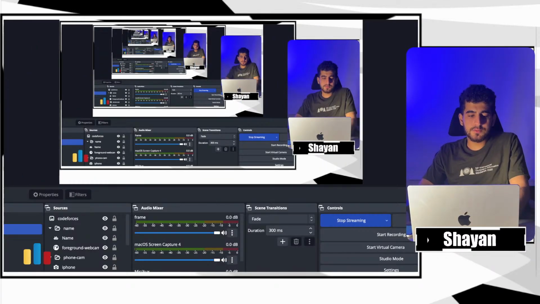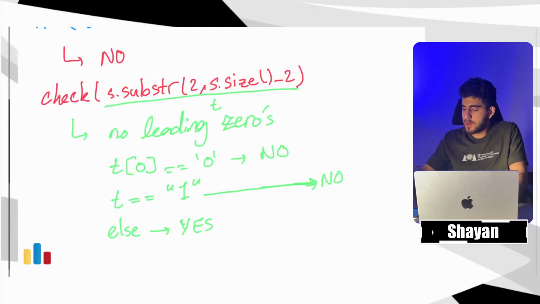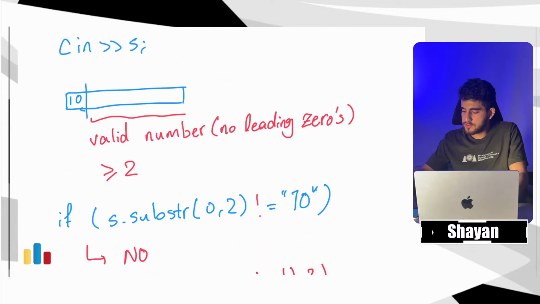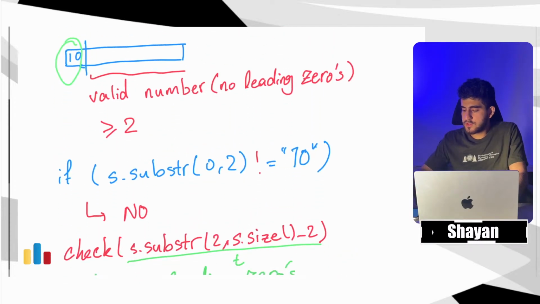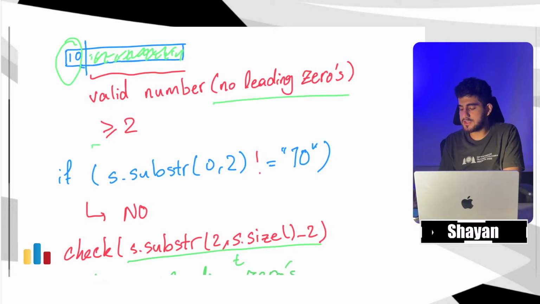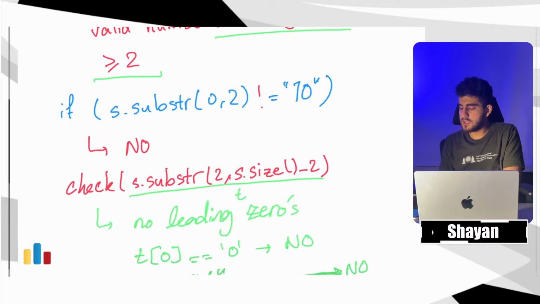For the last part I'm just saying that my number, first of all, the first two characters must be 1, 0, and then for the rest of the string, this must be a valid number. It shouldn't have any leading zeros and it should be at least 2. How can I check both of them?